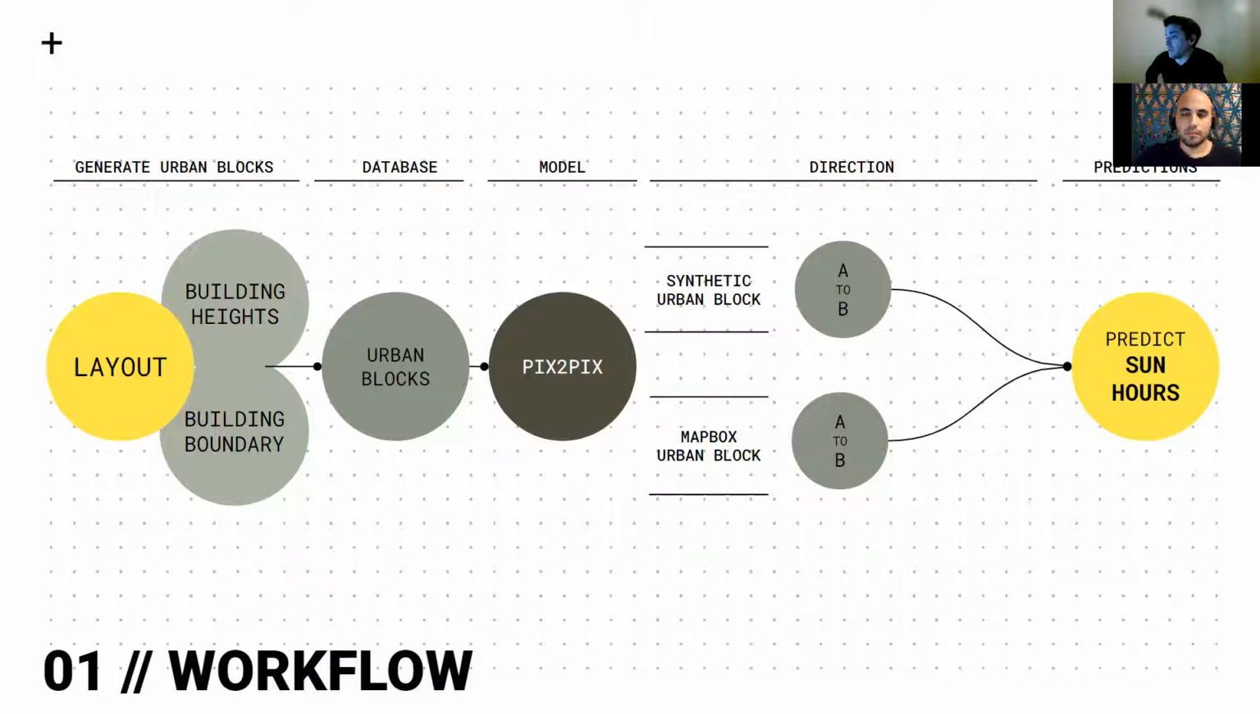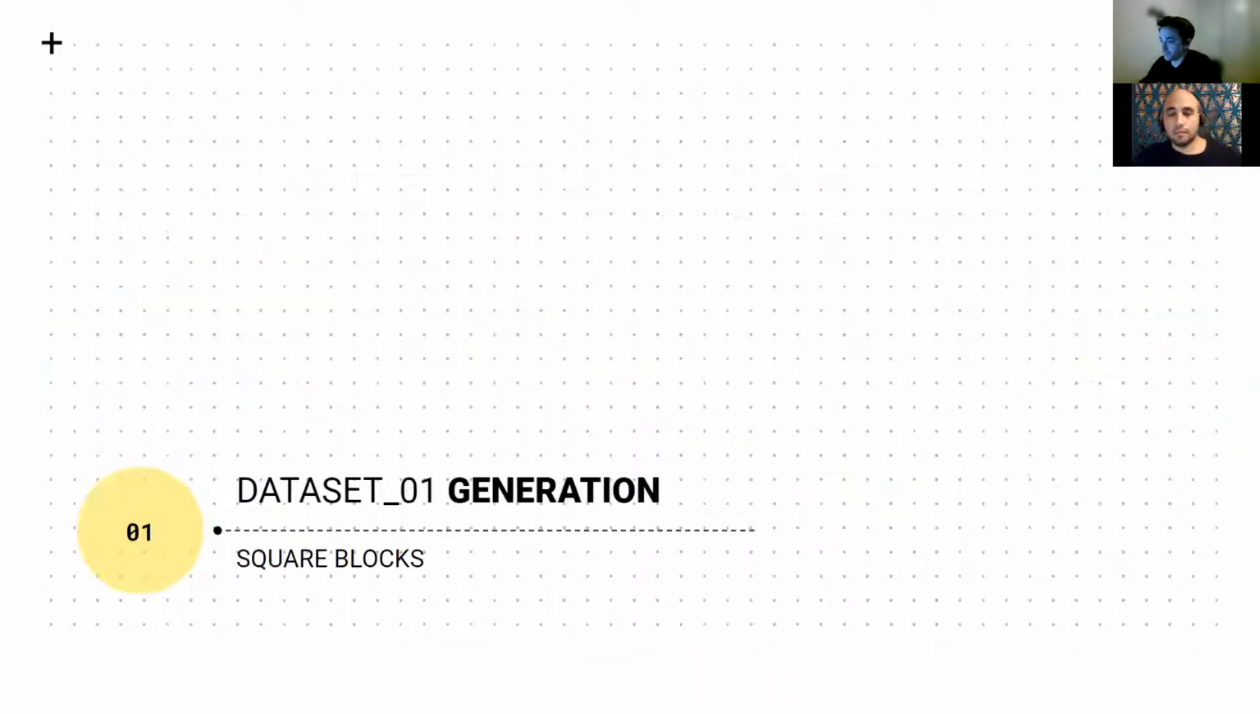And then this allows us to test it on any synthetic urban block and be able to predict the sun hours. And later on, we want to use this as a surrogate model to then be able to fit real urban fabric and urban blocks extracted from Mapbox and be able to predict directly from there.